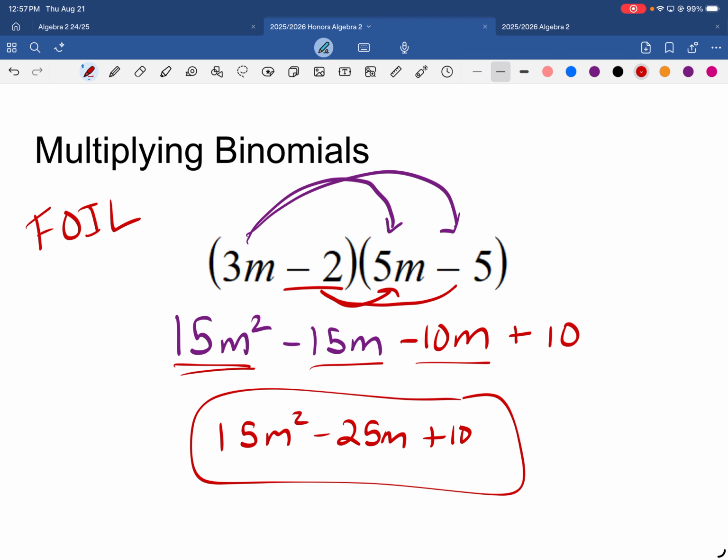First, outside, inside, last. But FOIL, that acronym only works if you have a binomial times a binomial. That's why I don't like to use that word very often. It only works when you have 2 times 2. If you remember the concept, if I have 3 terms times 3 terms, I just have to take the first term times all of them. I have to take the second term times all of them. I have to take the third term times all of them. Combine like terms. We'll do those later. That's not going to be today.